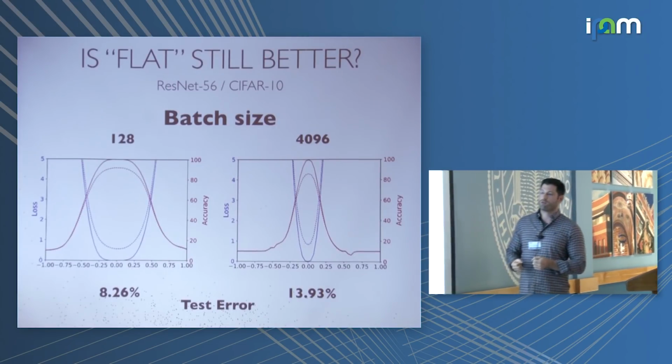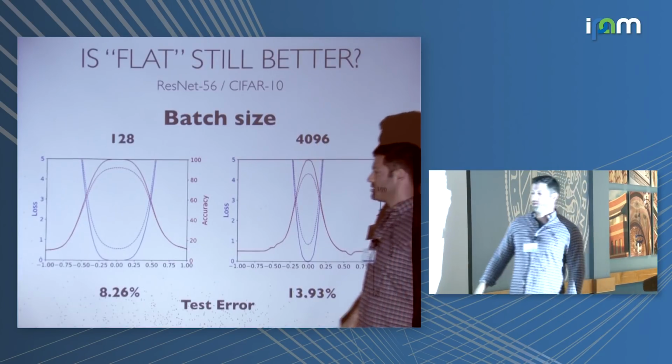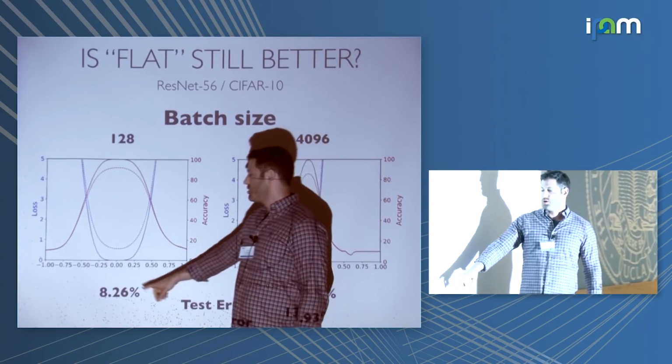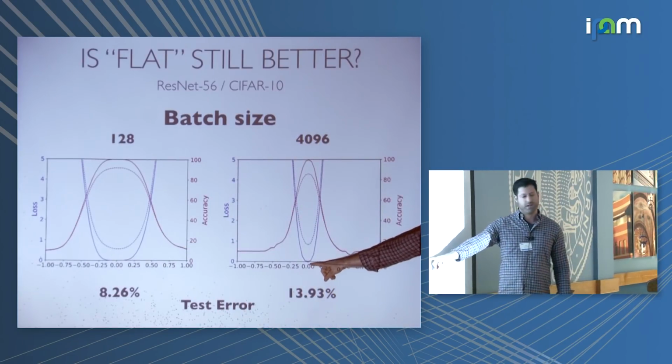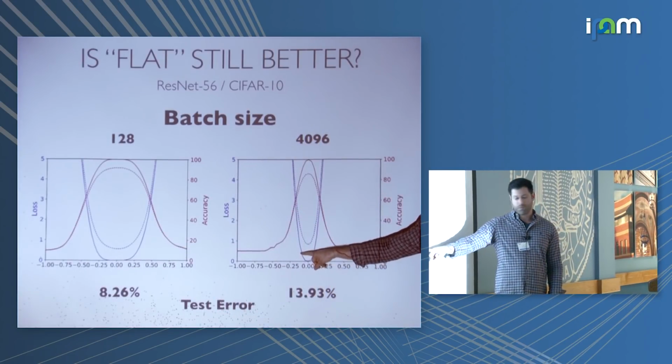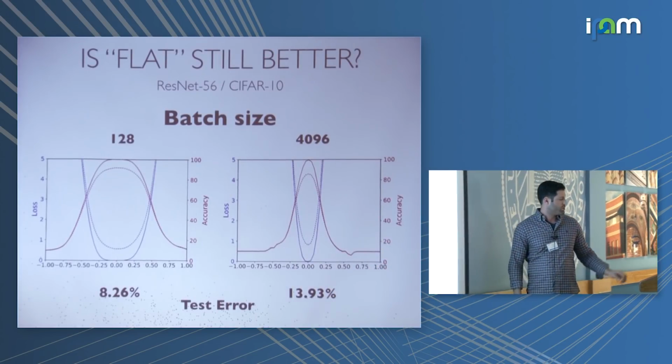So this is plotting through a random line, a random direction through a minimizer obtained via SGD with batch size 128 and with batch size 4096. With 4096, it gets sharper, and there's an increase in generalization error. So that minimizer is a little bit worse.